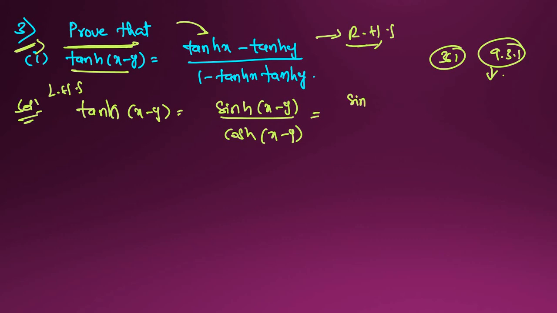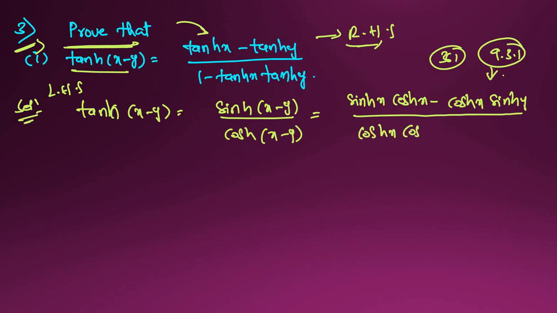sinh x into cosh y, and between them it is a minus, so minus will come here: sinh x cosh y minus cosh x sinh y. Divided by the total cosh of (x minus y), which is equal to cosh x into cosh y minus sinh x into sinh y.